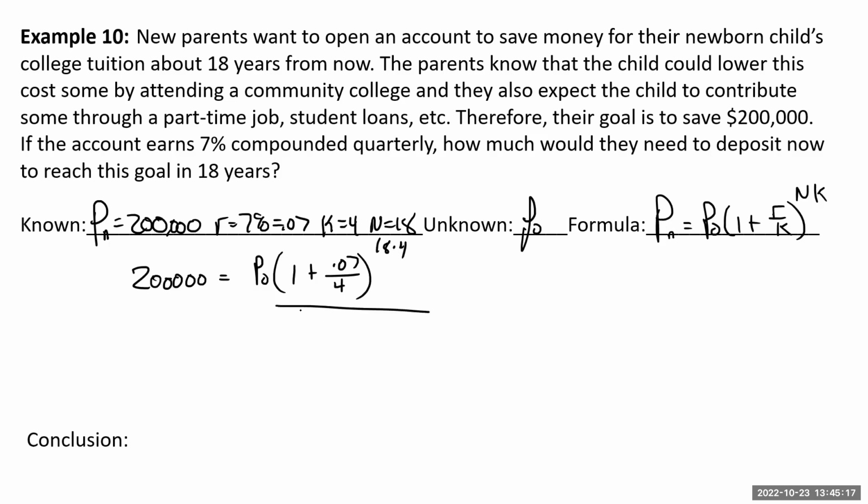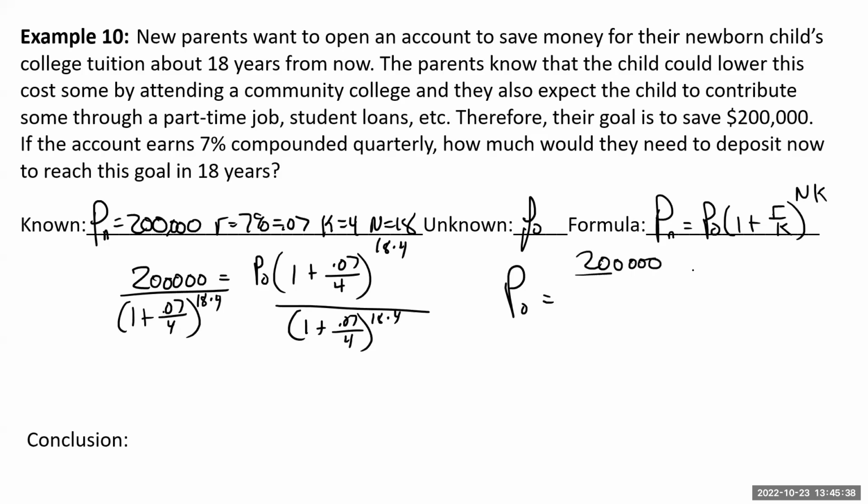And again, we're just going to divide out what we have over here on the right-hand side. Don't get a decimal on the right and then divide by a decimal, guys. That is not going to help you. That is going to frustrate you because you will have round off error. So what we have is this: P sub 0 is equal to 200,000 divided by 1 plus 0.07 over 4 raised to the 18 times 4.